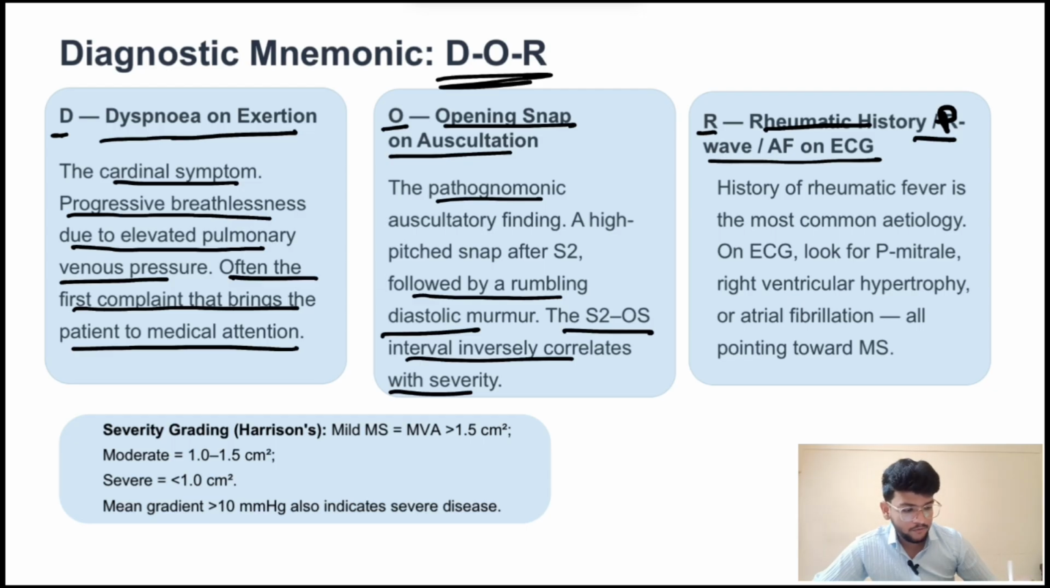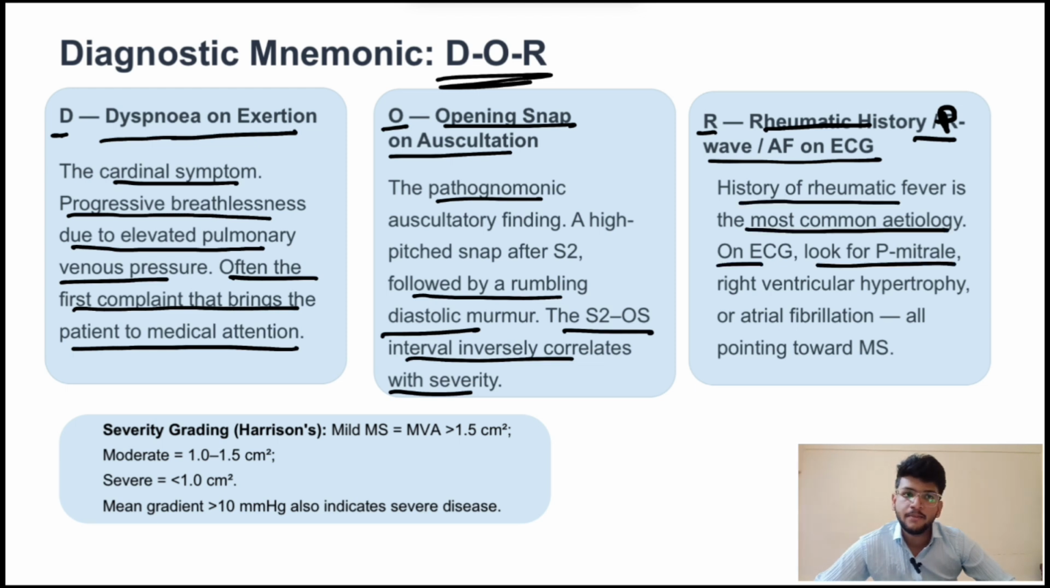On ECG, look for P mitrale, right ventricular hypertrophy or atrial fibrillation, all pointing towards mitral stenosis. The severity grading by Harrison's is given here: mild mitral stenosis, wherein the mitral valve area is more than 1.5 centimeters. Moderate is between 1 to 1.5 centimeters. Severe is below 1 centimeter. A mean gradient of more than 10 millimeters of mercury also indicates severe disease.